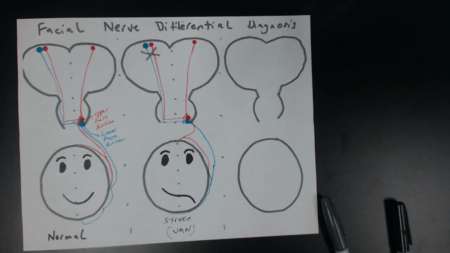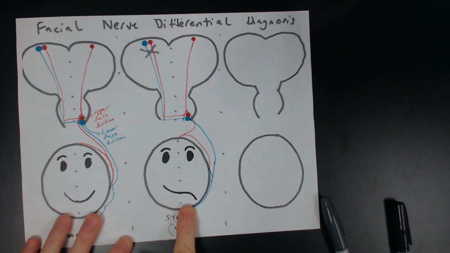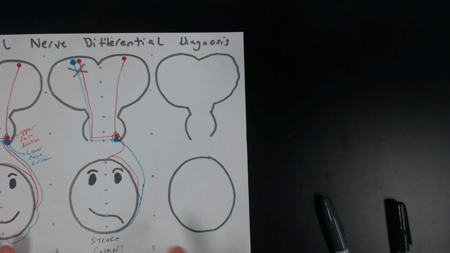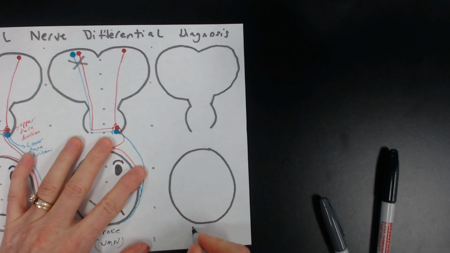However, the lower face division is only present contralaterally, so the presence of a stroke produces symptoms, a droopy mouth for the lower face division. Got it? So this person's had a stroke. Now the last presentation is going to be that lower motor neuron problem that I talked about a minute ago. This is going to be a Bell's palsy presentation.